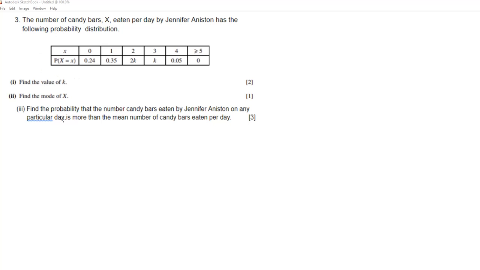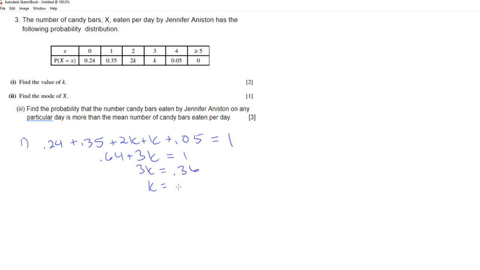Question 3 was a pretty straightforward one. All we've got to do is figure out what this k is, and then we know the probabilities must equal 1. So we add them up, and then we subtract from 1, and so we get 3k, and then what's this, 0.59 plus 0.05, so that's going to be 0.64. Take away 0.64 on both sides, we get 0.36. k is going to equal 0.12. So then this is going to be 0.24, and this is going to be 0.12. That's my value of k, which is 0.12.